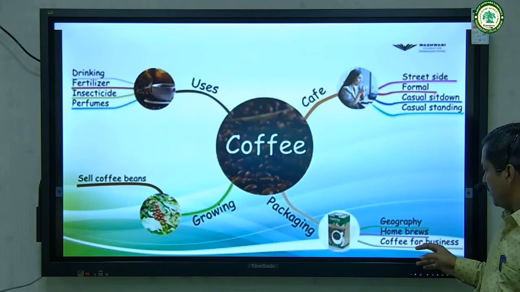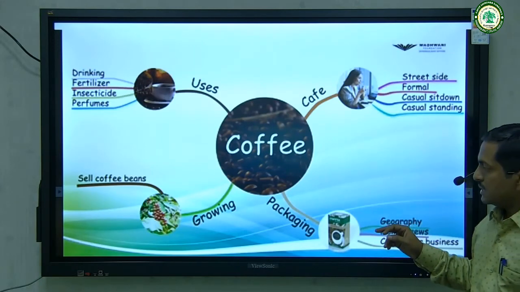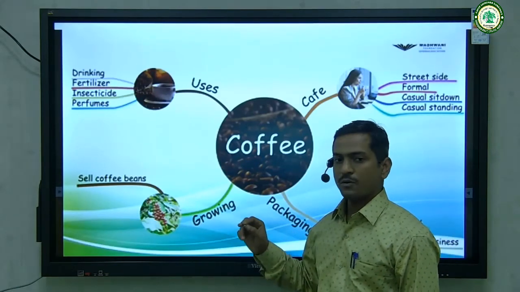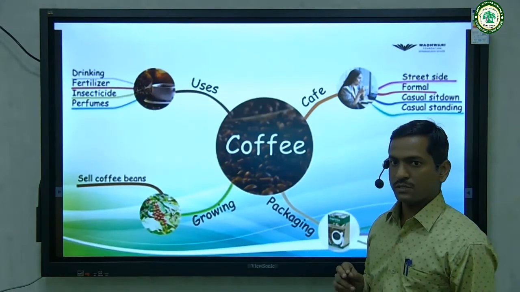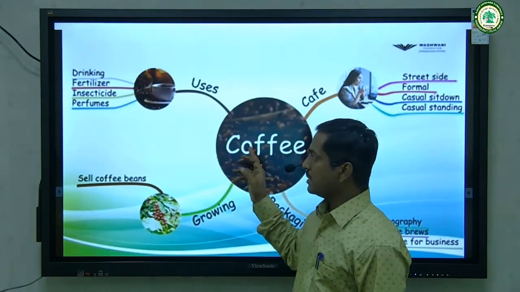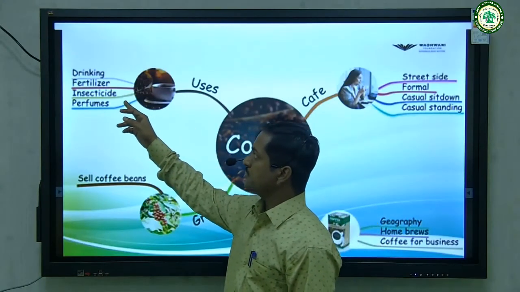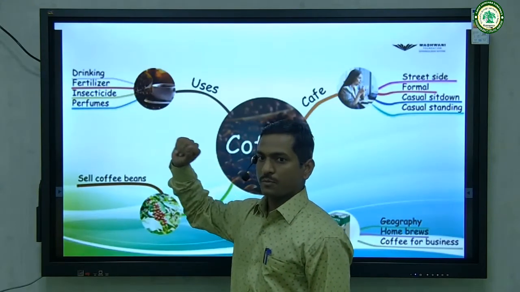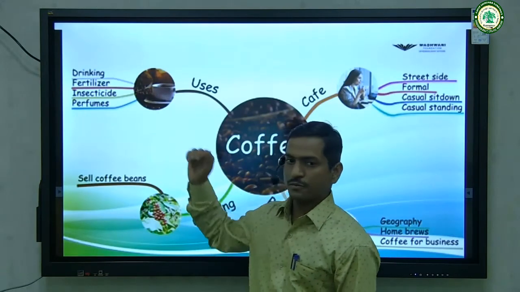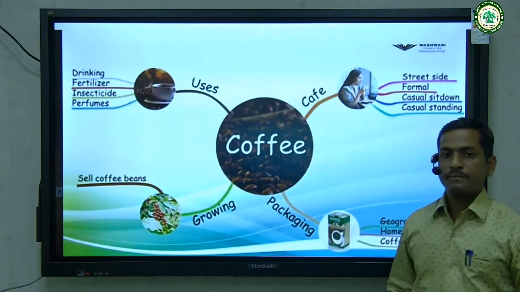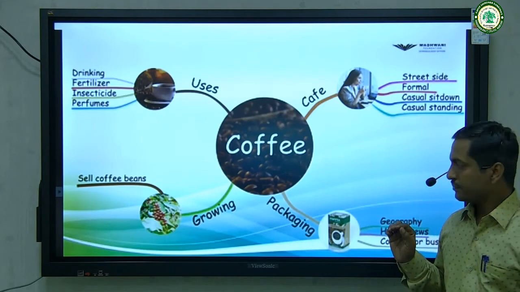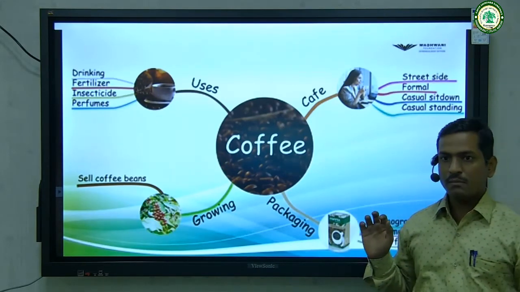Then coffee for business. Then growing, when we think about growing, the sale of coffee beans we also take into consideration. Then uses of coffee. When we think about uses of coffee, we use coffee for drinking, we use coffee for fertilizers, we use coffee for insecticide, then perfumes, etc. In this way, there is one fine example of a mind map. It is also a kind of mind map.